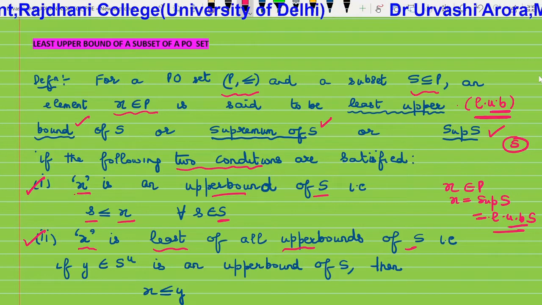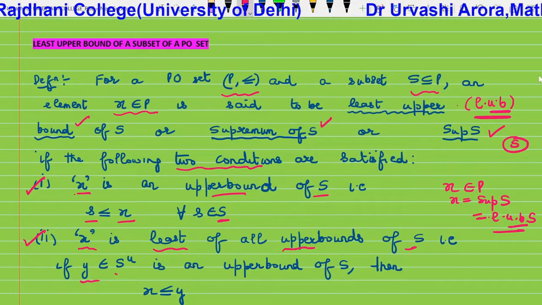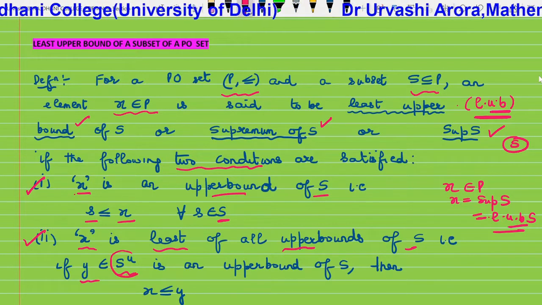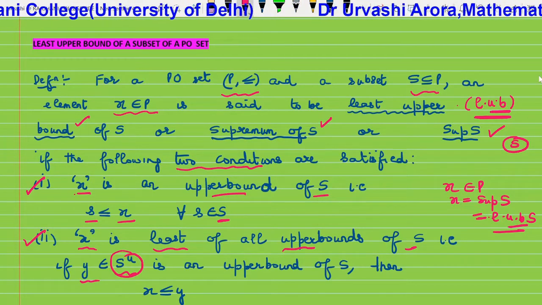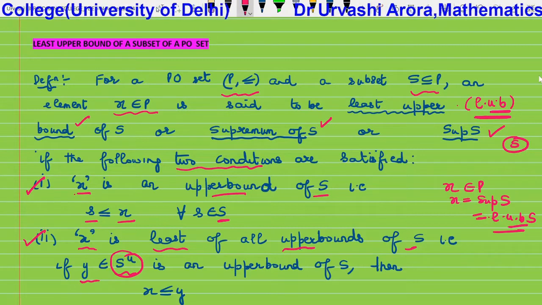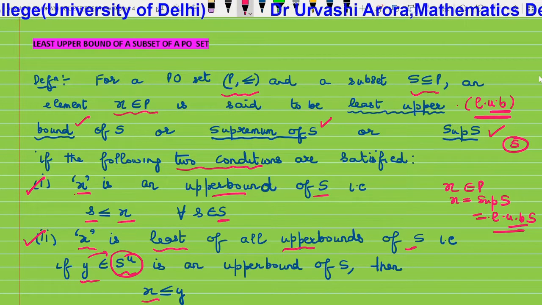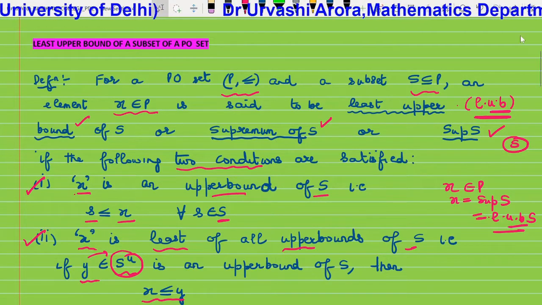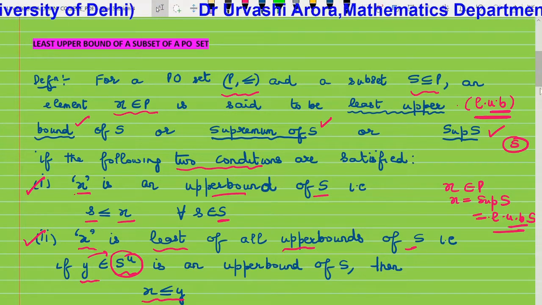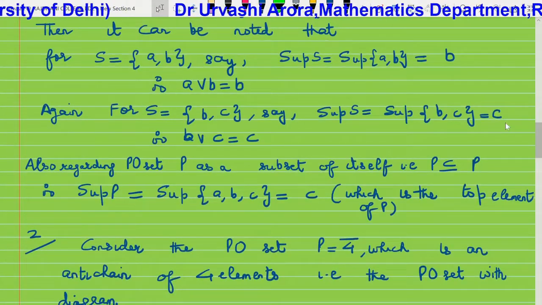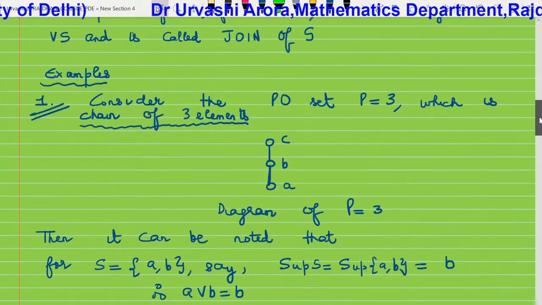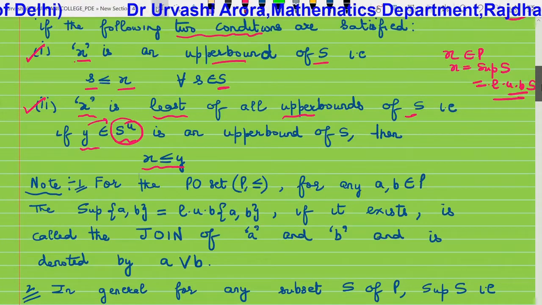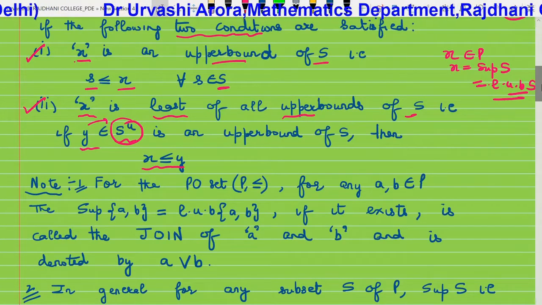If there is any other upper bound of S, which means if there is any Y belonging to S^U, the set of all upper bounds of S, then X must be less than equal to Y. So if these two conditions are satisfied, then we say that this X is the supremum of the set S, or it is the least upper bound of S.